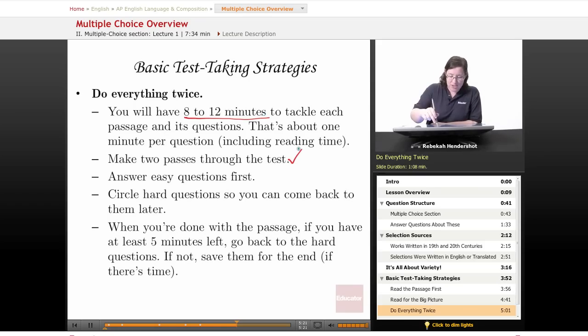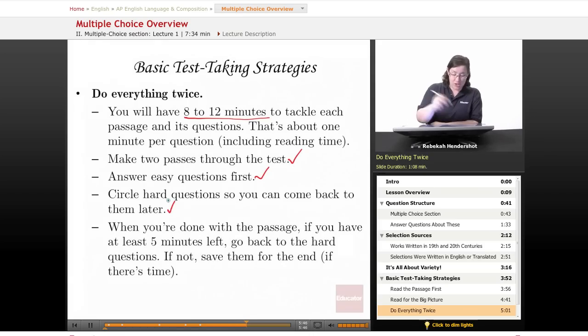Make 2 passes through the test. Okay, read all the passages, answer all the questions, answer the easy questions first. Remember, every question on this test is worth exactly as much as every other question. Any given multiple choice question is worth just as much as the one before it and the one after it, which means if you get all the easy questions first, you get as many points as you possibly can before you go back and sweat blood over the hard ones.